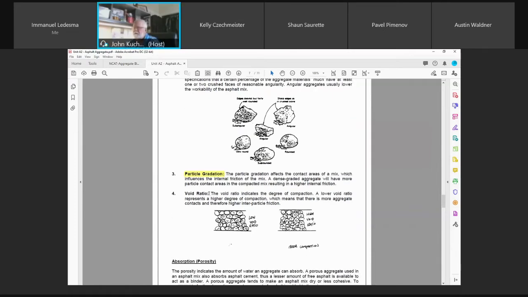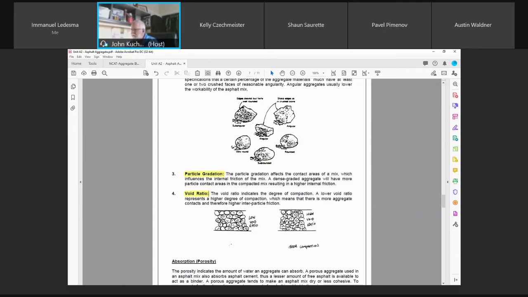Void ratio, obviously, is no different than again. If you're going to have a good distribution of all sizes, you're going to get the smaller particles filling in the voids. Okay, if you're going to have poor compaction, so low void ratio, high void ratio.